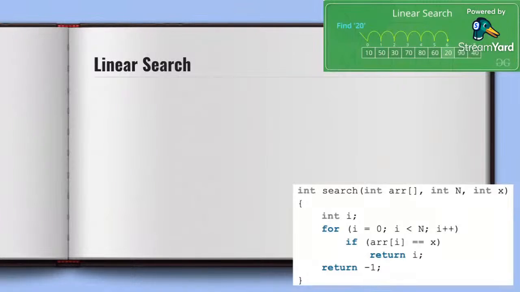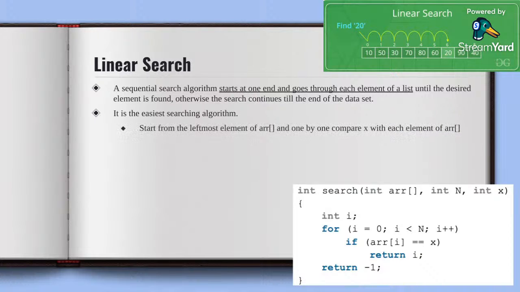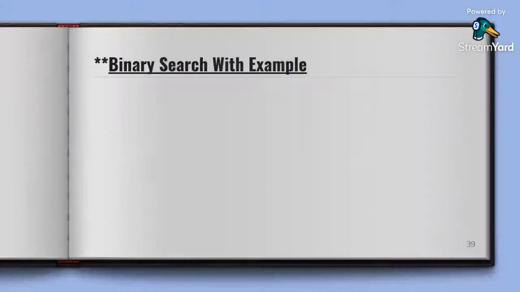We have search algorithms. First is linear search. In linear search, we start from the first element, go up until the last element, until the match is found. It's a sequential search algorithm, starts at one end, goes through each element of the list until the desired element is found. Otherwise, the search continues till the end of the data set. It is the easiest searching algorithm. Start from the leftmost element of the array and one by one compare x with each element of the array. If x matches with the element, return the index, else return -1.